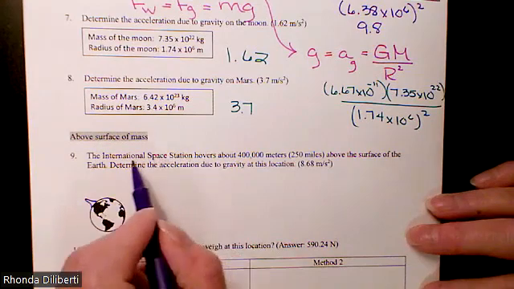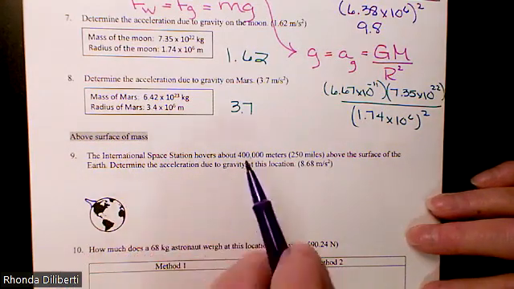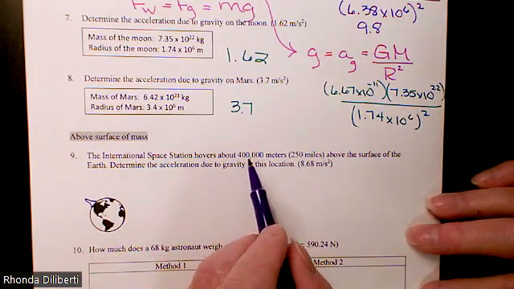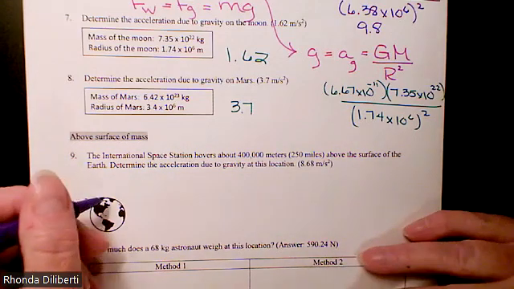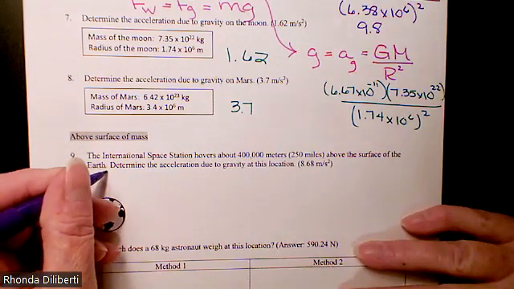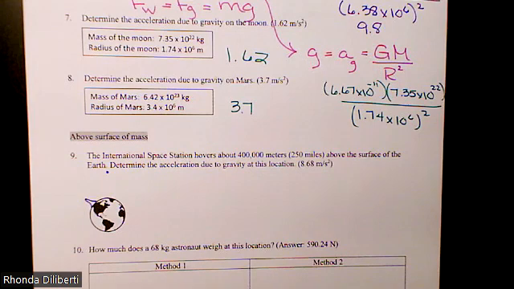But for example, we're going to go to the International Space Station, because the International Space Station is about 400,000 meters above the surface of the Earth. So I'm going to put a dot right up here that's going to stand for the International Space Station. I want you to think about, what do you think the acceleration due to gravity is at the International Space Station? I mean, the people float around when they're at the International Space Station. Well, let's number crunch and see.